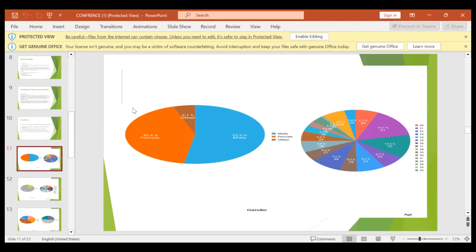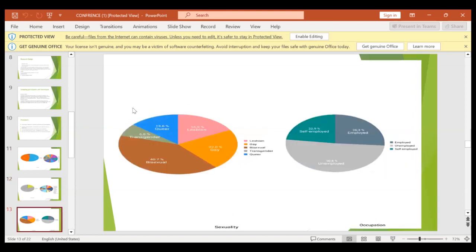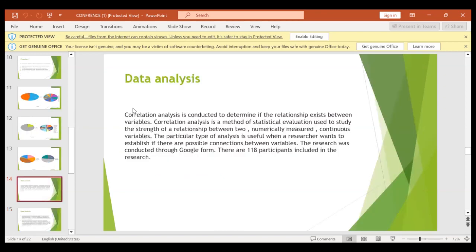It was done in India, with 19 states. Married and unmarried people were included. Lesbians were 16.9%, gay 22%, bisexual 40%, transgender 6.8%, and queer community 13.6%. 26.3% were employed, 50.8% were unemployed, and 29.9% were self-employed.